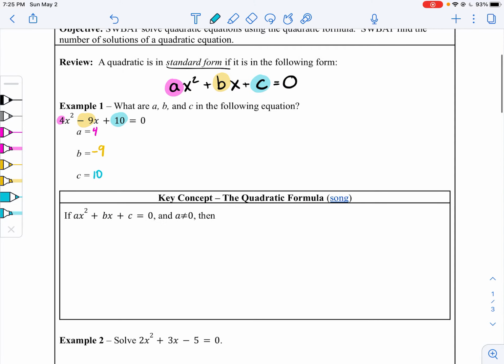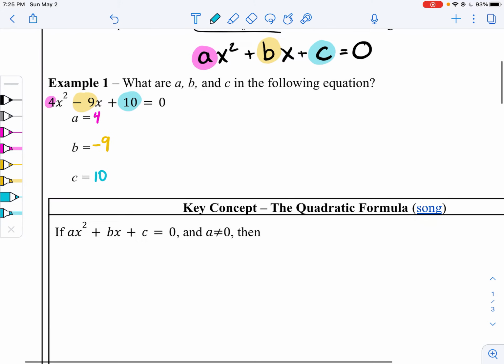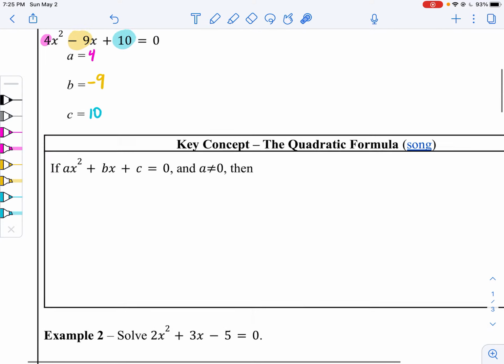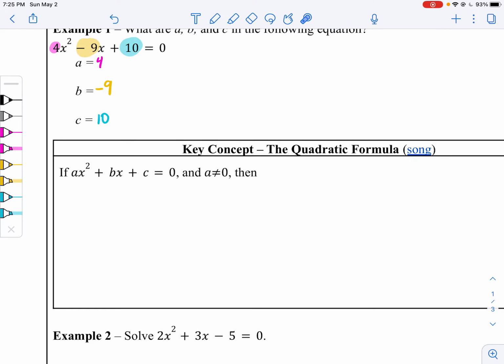Now if you have a quadratic in standard form, then you can use a formula to help you find the solutions. There's a fun song that helps you remember it, so follow this link right here. It's great and I love it. It's one of my favorite things ever. It's to the tune of Pop Goes the Weasel.